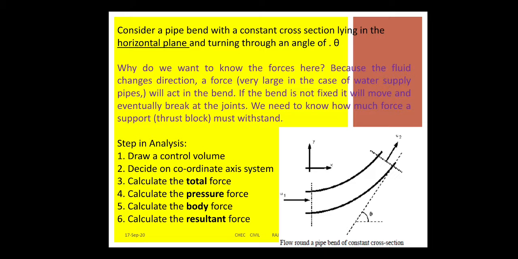In order to derive the forces acting in a pipe bend, we have to follow all these six steps. What are the steps? Draw a control volume. Second, decide on the coordinate axis system. Third, calculate the total force. Fourth, calculate the pressure force. Fifth, calculate the body force. And sixth, find the total resultant force acting on the x-axis and on the y-axis.